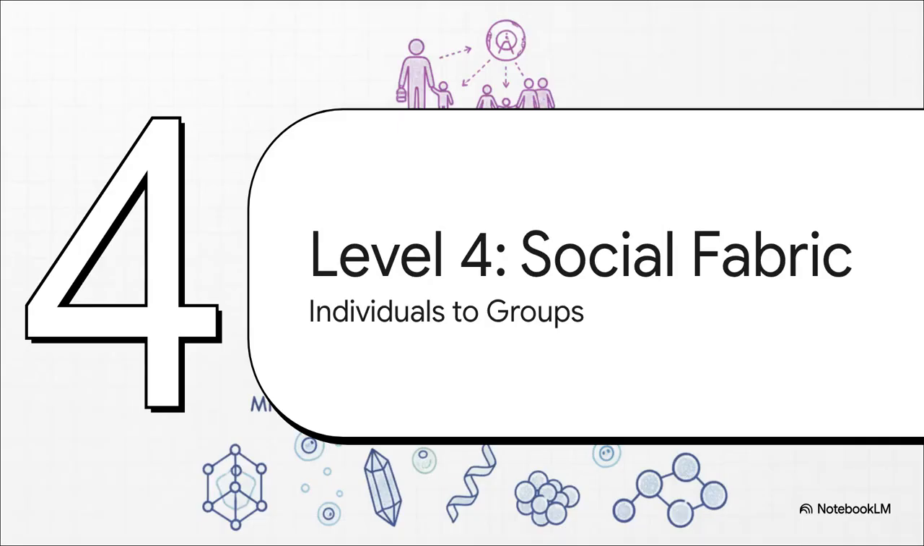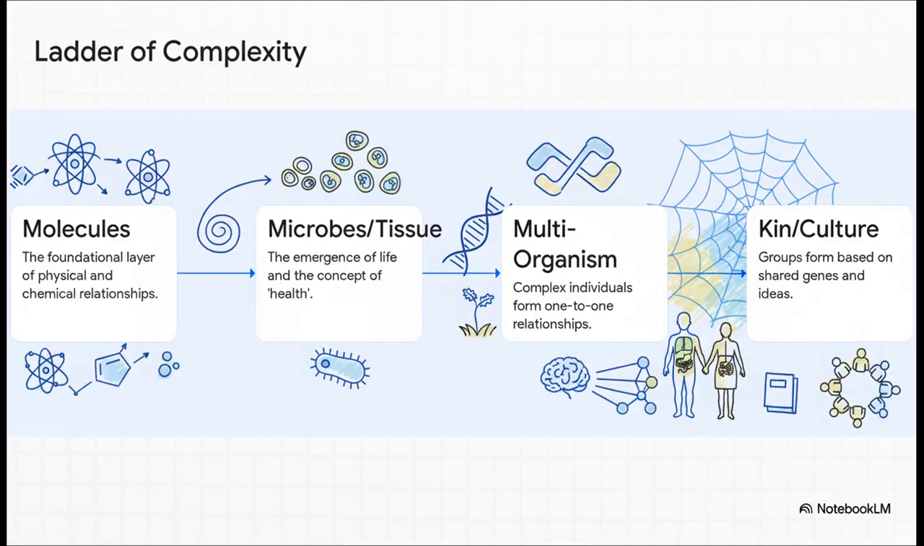And here we are. We've reached the final level of our journey. This is where complexity takes its most abstract and, honestly, its most powerful form. We're moving beyond one-to-one connections and into the fabric of groups, families, and cultures. At the very top of our ladder, we finally reach human societies. And this is where all the physical, biological, and individual rules that came before act as the foundation for a wildly powerful new layer of connection.